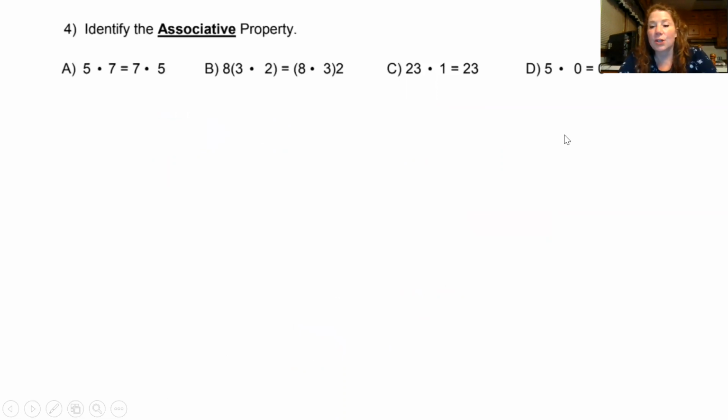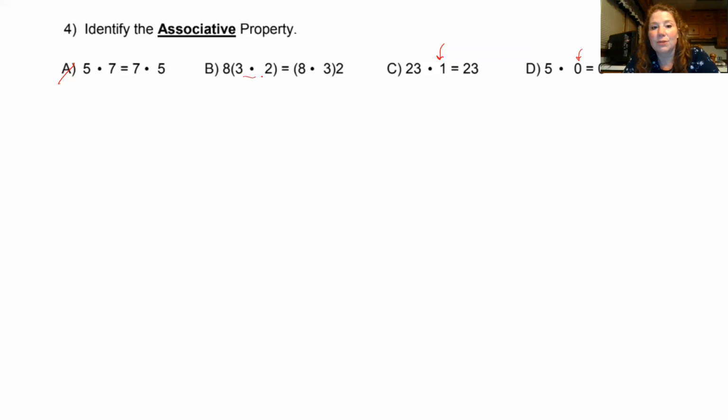Number 4, the associative property. Associative property means that you change your grouping, who you associate with, right? I don't see any grouping in A. I see the commutative property. I don't see any grouping in C. I see the identity property when you multiply by 1. Letter D, I don't see any grouping. I do see the 0 property. So B is the only answer that shows different grouping.